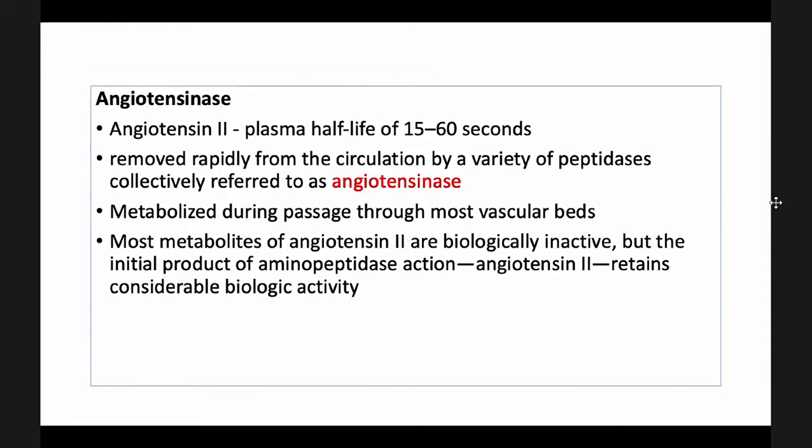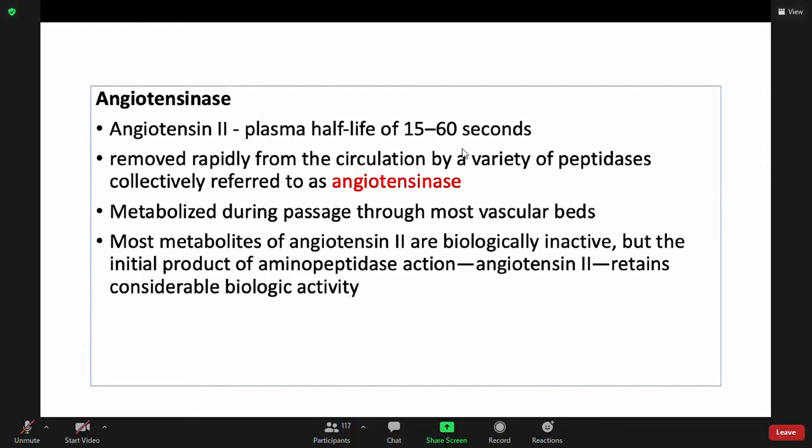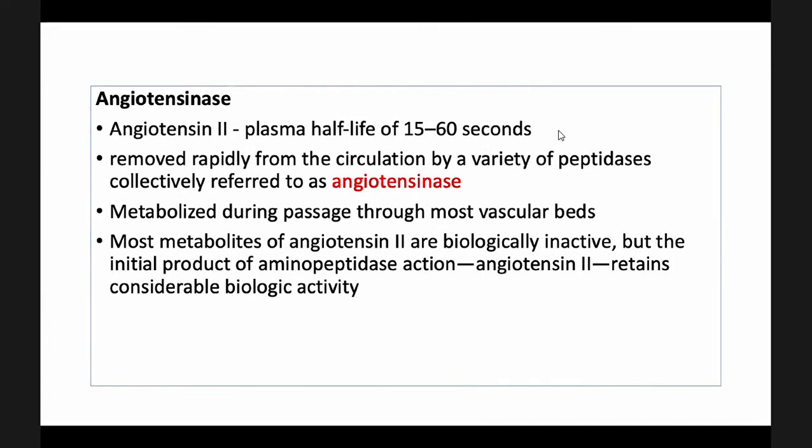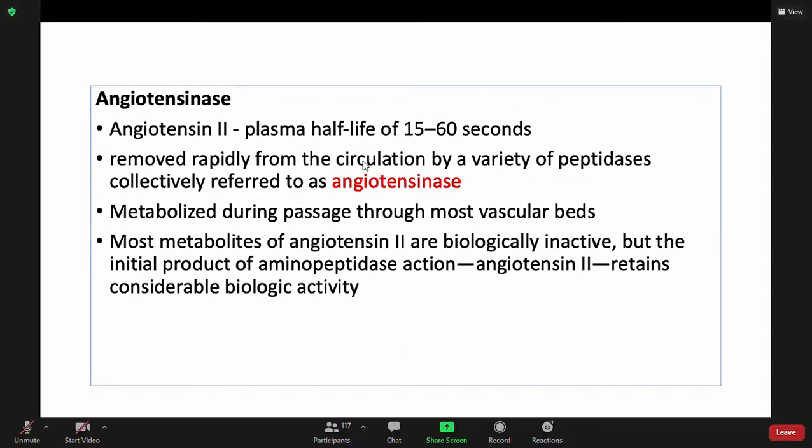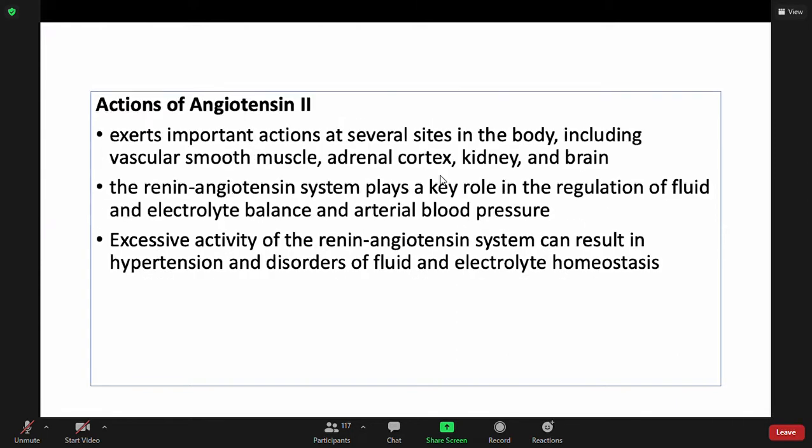Angiotensin II has a plasma half-life of 15 to 60 seconds. It is removed rapidly from the circulation by a variety of peptidases collectively referred to as angiotensinase. So it is metabolized during passage through most vascular beds, and most of the metabolites of angiotensin II are biologically inactive, but the initial product of aminopeptidase action is angiotensin III, and this retains considerable biologic activity.